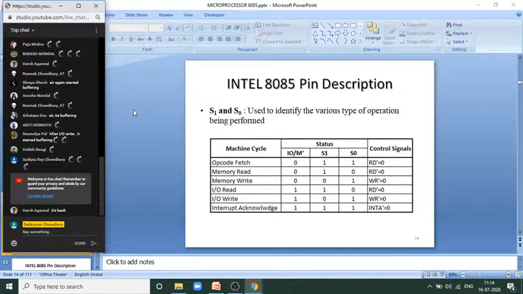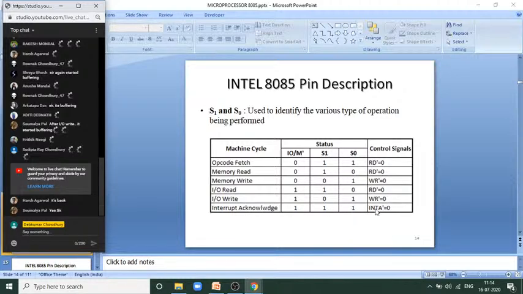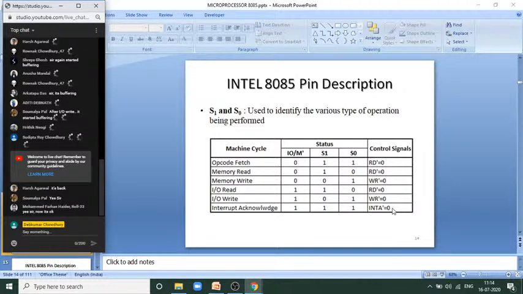Now in case of the interrupt acknowledgement, we are observing that the value is 111 and we are using INTA bar. When INTA bar is 0, then we are using the interrupt acknowledgement. What is INTA? INTA stands for interrupt acknowledgement. Bar means it is an active low signal. That means if INTA bar is 0, we are acknowledging the interrupt.